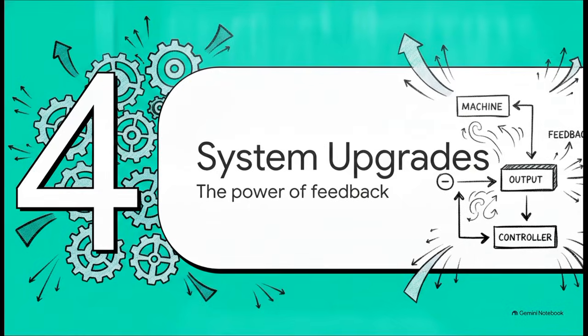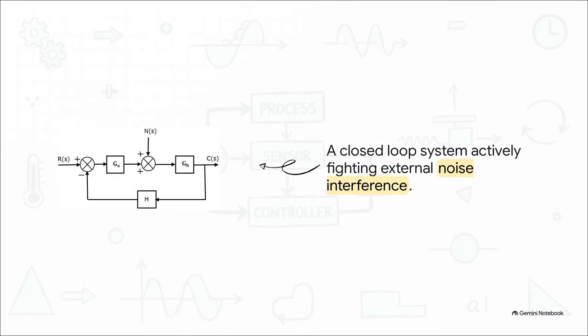Section 4, how feedback upgrades systems. Out in the real world, machines face this constant villain we call noise. Now, that could be a sudden temperature drop in a room, friction in a motor, or random electrical interference. But a closed-loop system actively detects and fights it. If external noise plunges into the middle of your process, disrupting the flow, the feedback loop notices the disruption in the final output and immediately starts compensating for it.